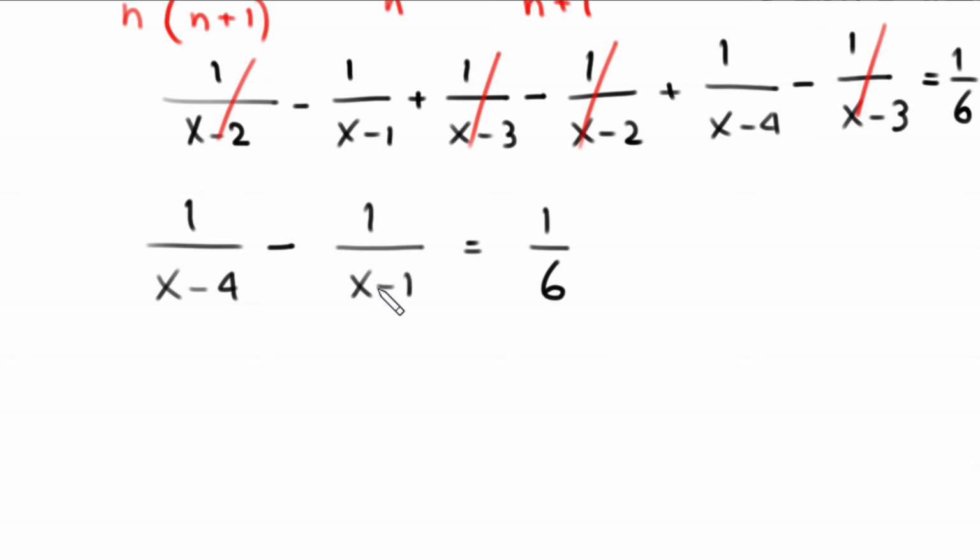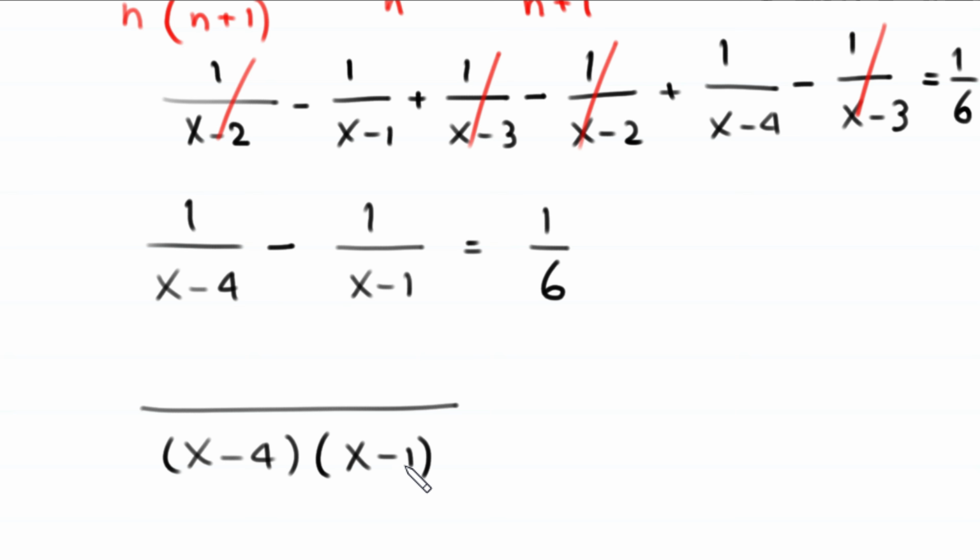Now we take LCM of these two denominators. The LCM is x minus 4 times x minus 1. When we divide this LCM by this x minus 4, we get x minus 1. So x minus 1 times this one, x minus 1, minus, divide this LCM by this x minus 1, we get x minus 4. X minus 4 times this one, x minus 4, equal to 1 over 6.